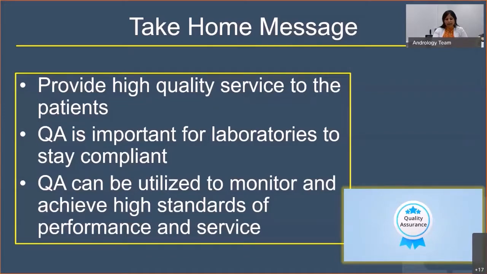And each lab can actually have a QA review committee. And this quality assurance reports that are generated can be reviewed based upon the available information. And then any problems can be researched and solutions can be provided by the laboratory staff and suggest actions to be taken to maintain and improve as well as achieve high standards of performance and service in the andrology laboratory. Next slide.